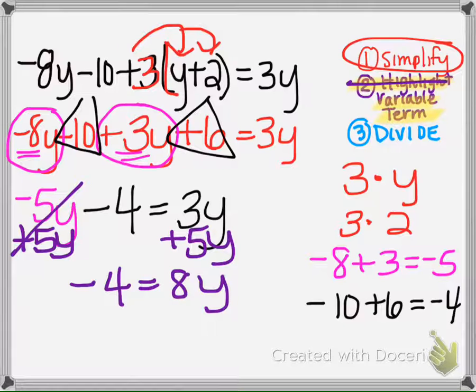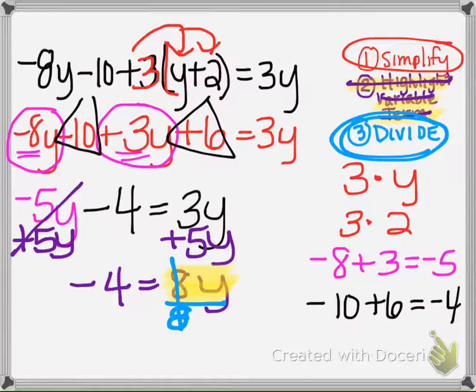Alright, so now we are done with this step, and now that there is one variable term to highlight there, we're ready for our last step, which is to divide. So we want to get rid of this 8, we just want to know what y is. So we're going to divide by the coefficient in front of the y.